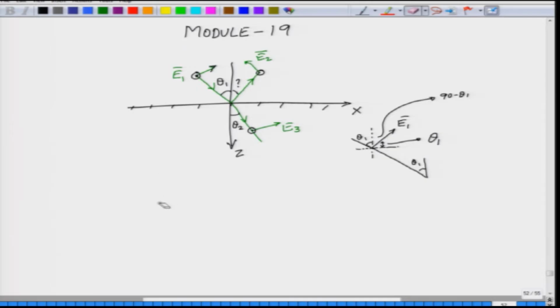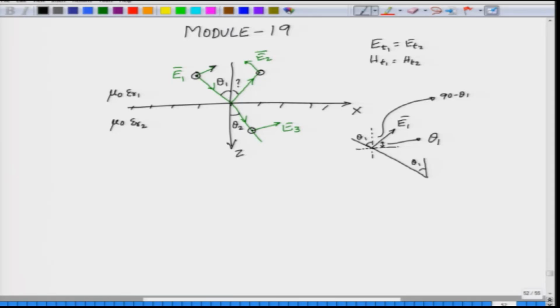The rest of the ideas are quite simple. All you have to do is to find out appropriately the boundary conditions. There are 4 boundary conditions. ET1 will be equal to ET2, no doubt. HT1 will be equal to HT2, no currents. This medium has refractive index, or equivalently the permittivity, epsilon R1. This medium has a permittivity epsilon R2.